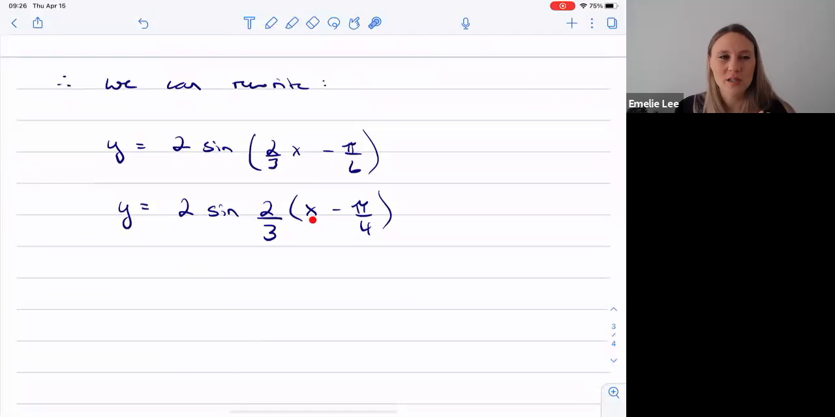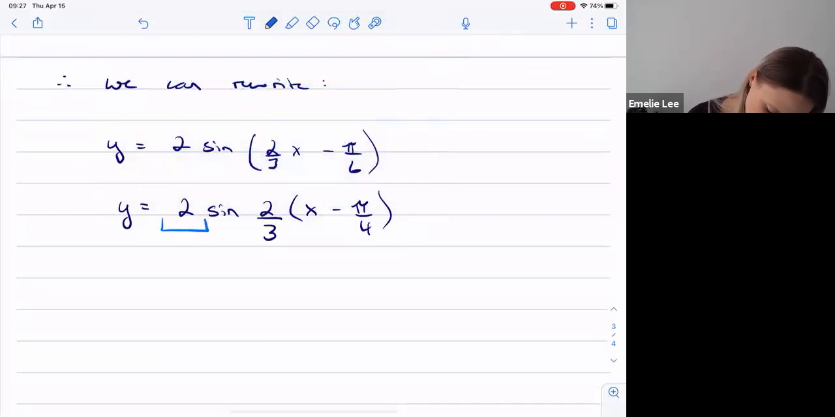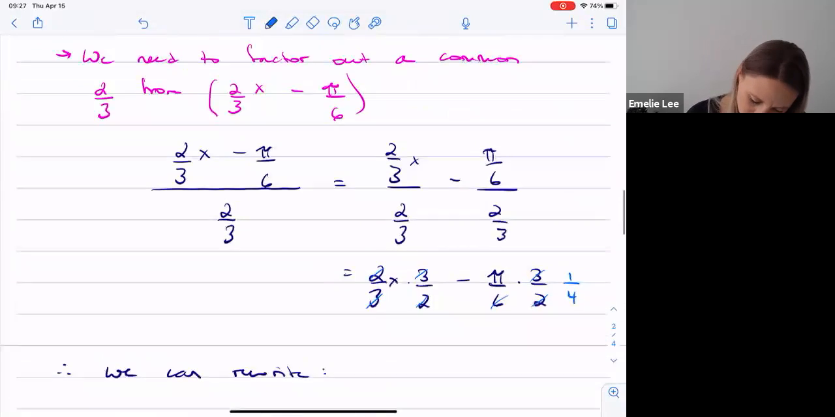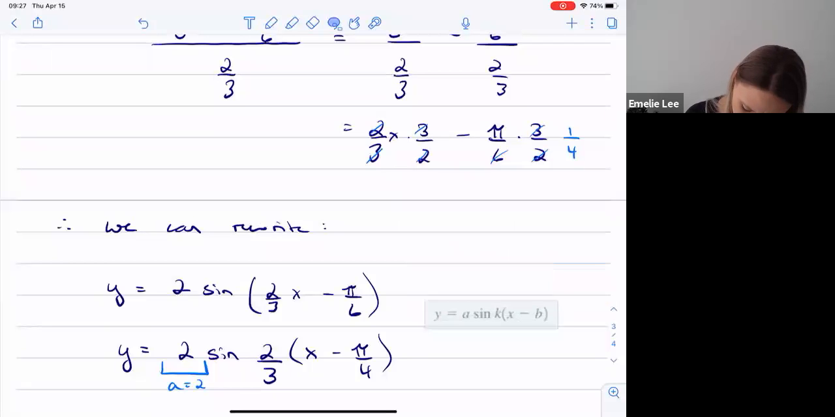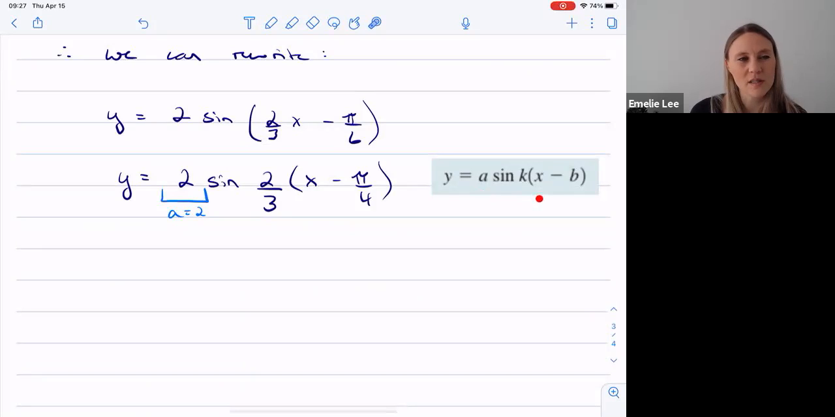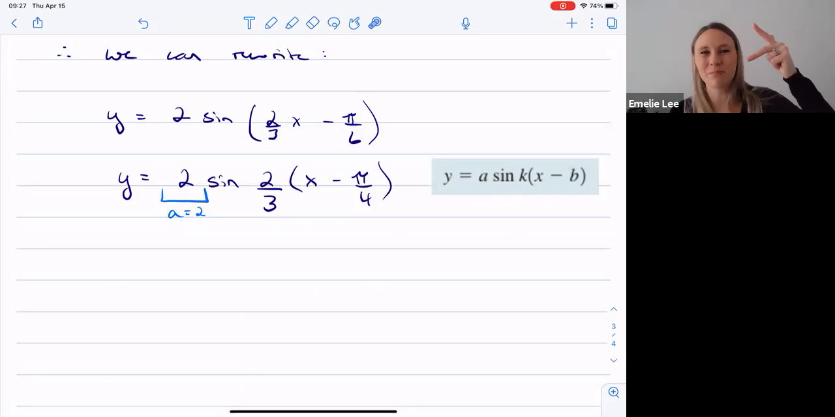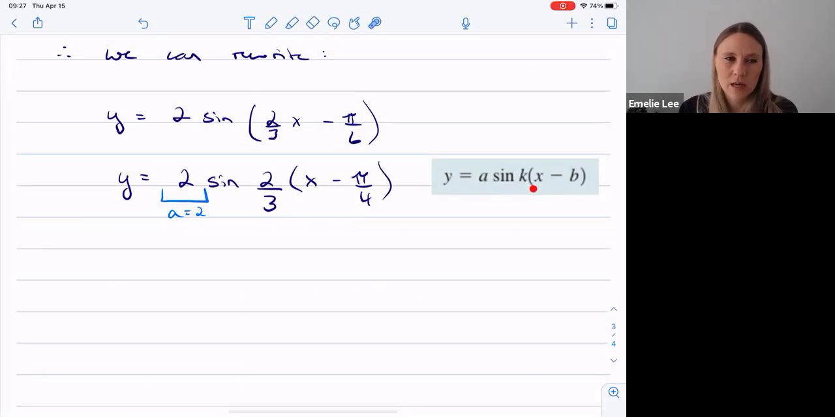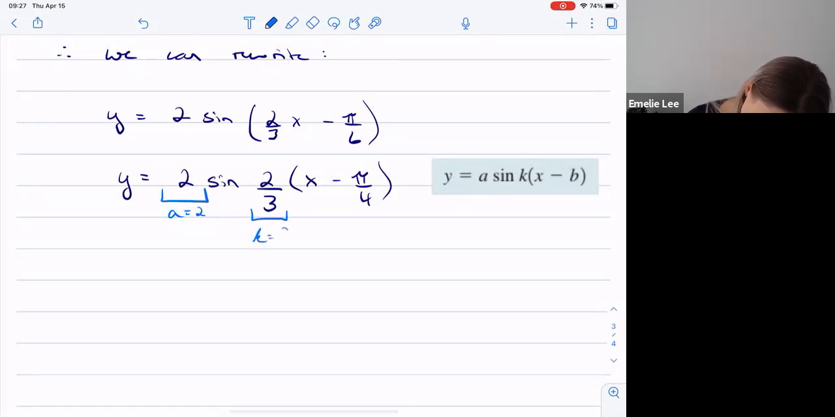So now I have x on its own, and that's what's really, really important, is that x is on its own. So then whatever is left over here, this is the horizontal shift, okay, as long as it's minus that b. So what we have here is a is 2, because we need a, k, and b to find the period, the horizontal shift, and the amplitude, right? And so a is 2, k is 2 over 3, and it looks like b, because it's x minus b, so b is pi over 4. So here k is 2 over 3, and b is pi over 4.